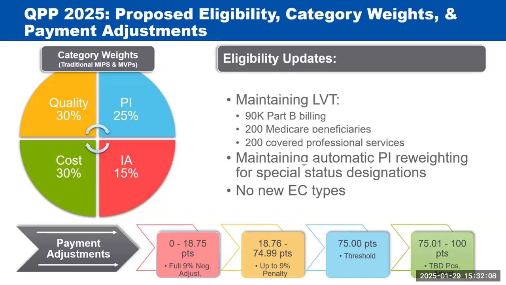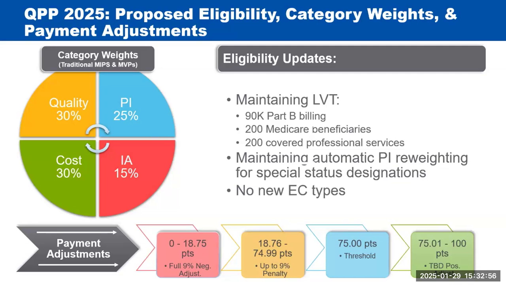Payment adjustments. CMS has set the threshold to avoid a negative adjustment at 75 points. This has actually been set now for 2025, 2026, and 2027. CMS looks every 3 years to reevaluate what they will set the threshold to for the program. Again, that is determined by federal legislation for this program. And so just to keep in mind with that 75-point threshold, anything below could receive up to a negative 9% penalty. And then anything above 75.01 to 100 points, you have the opportunity for a potential positive payment adjustment.